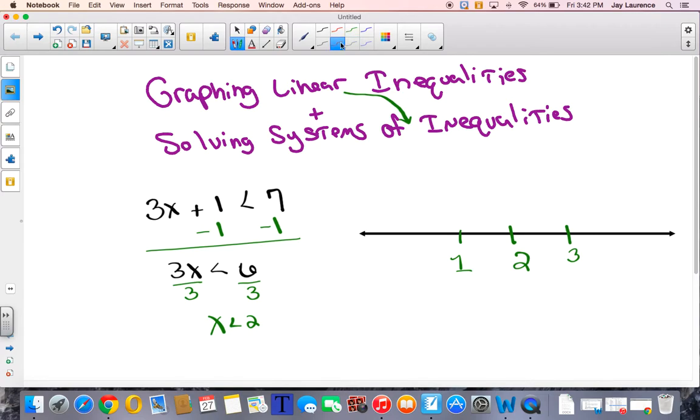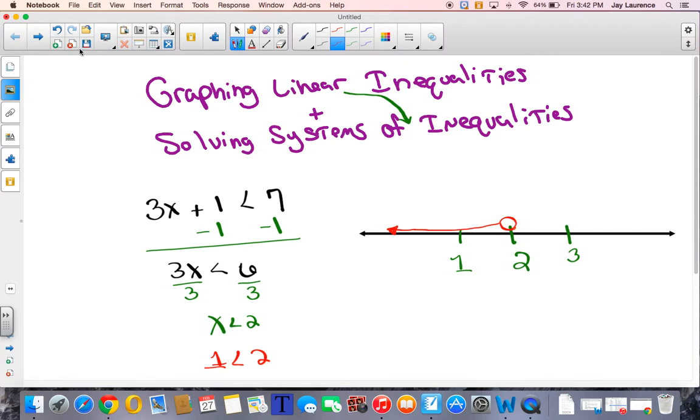Okay, now I need an open point because it's not equal to, right? An open point. And then I got to fill in the blank. I got to use a test coordinate. I got to say, what is less than 2? Well, is it 1 or is it 3? Well, 1 is less than 2, and so then I would shade in the direction of the 1, right? Remember solving that kind of inequality?